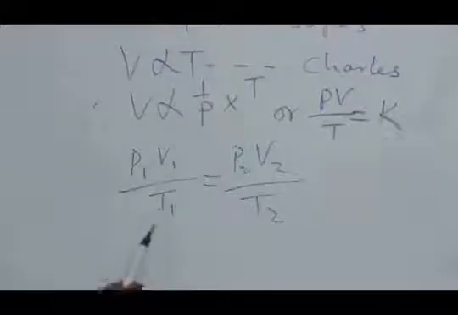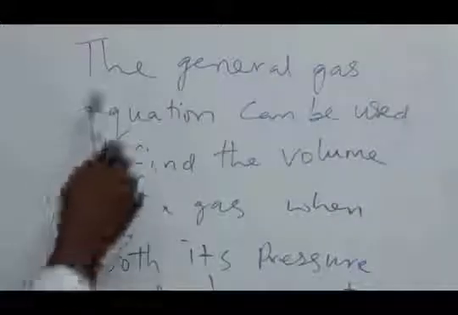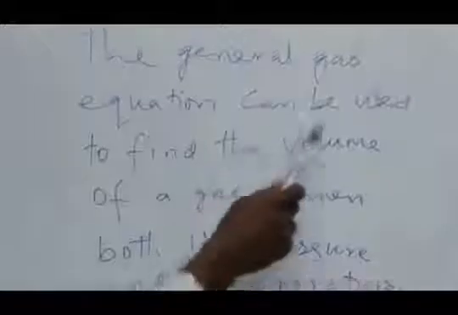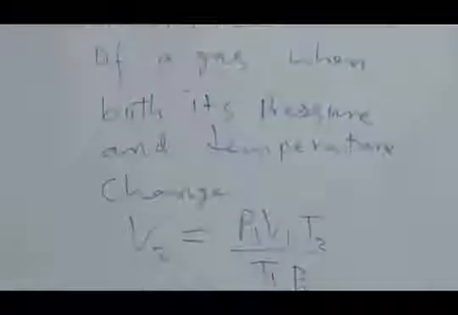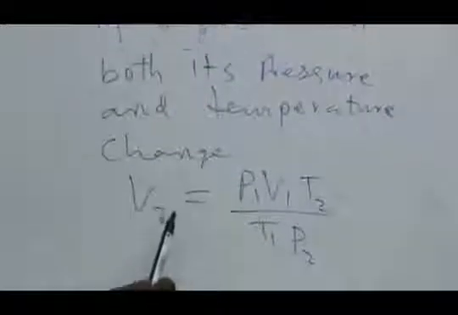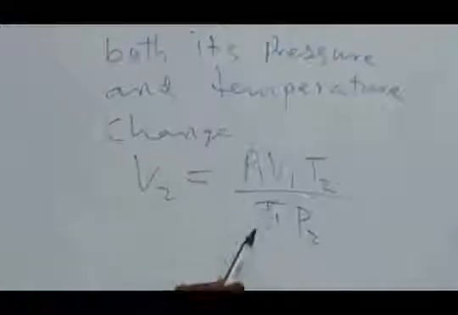P1V1 over T1 is equal to P2V2 over T2. The general gas equation can be used to find the volume of a gas when both its pressure and temperature change. V2 will be equal to P1V1T2 all over T1P2.